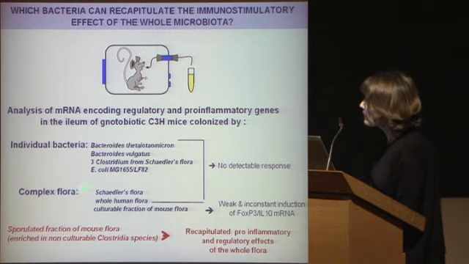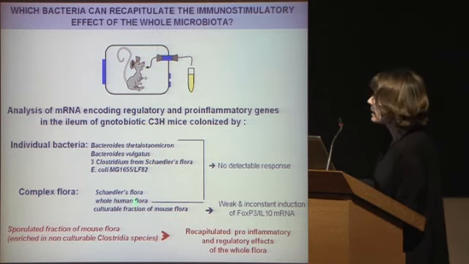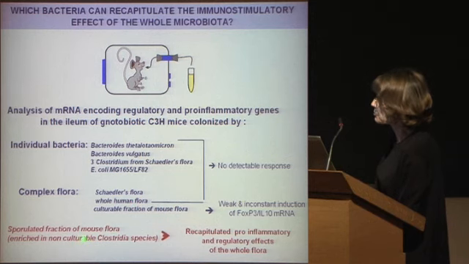I should say that by looking at FISH analysis, we had in the feces of our colonized mice a small decrease of some Clostridium groups. So we decided to enrich for Clostridium by taking the sporulated fraction of the mouse flora, which can be done by heating the mouse flora. And indeed, when we colonized our mice, we recapitulated all the pro-inflammatory and regulatory effects of the microbiota.